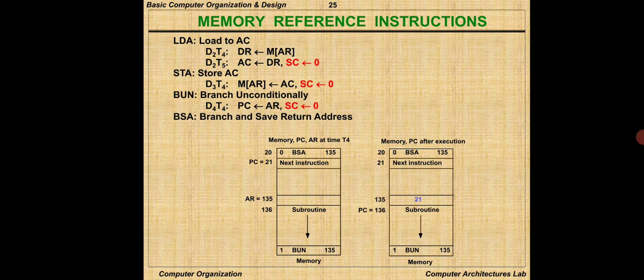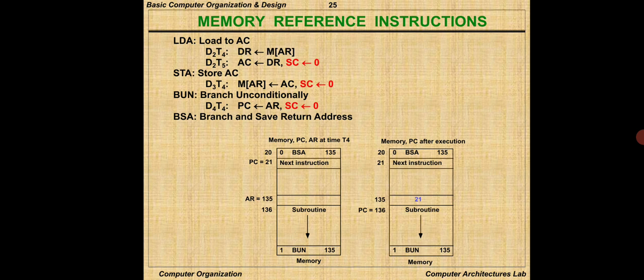Store the accumulator contents means I store the accumulator contents into the memory location specified by the address register. I don't require the data register here, because I don't require data; the data is already in the accumulator, and that data I need to move into the memory. So I use only the accumulator moved to M of AR: the address register has the address, go to that memory location and store the data.